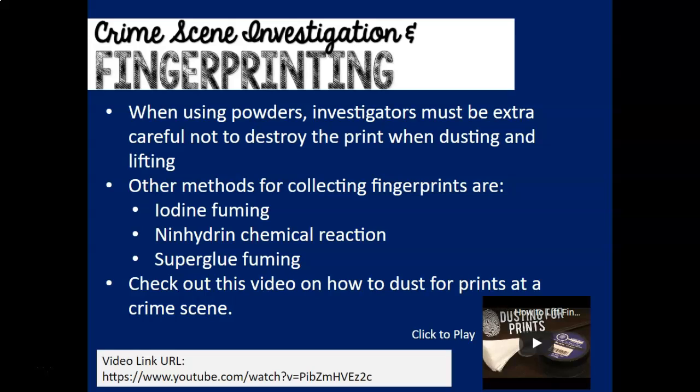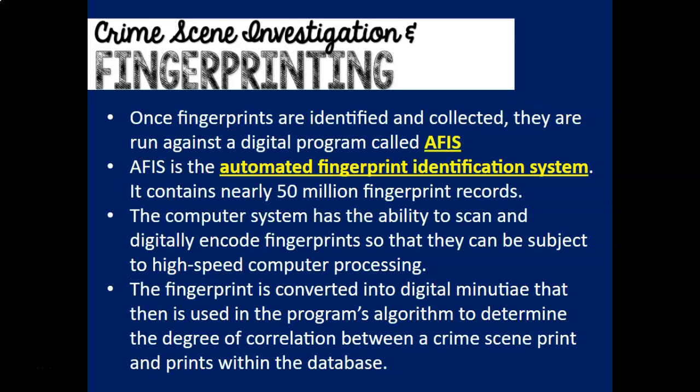But when you're using powder, you have to be really careful, because if you're dusting it and then lifting it, and you're not really precise and you mess that up, you've just lost your whole print. Whereas with the UV, you can see it and you can record it, right? You can actually have that print in the machine itself. Of course, there are other methods, but the powders and the UV light are the main ways to collect fingerprints at crime scenes.